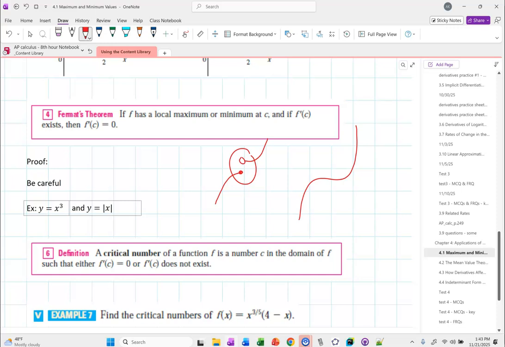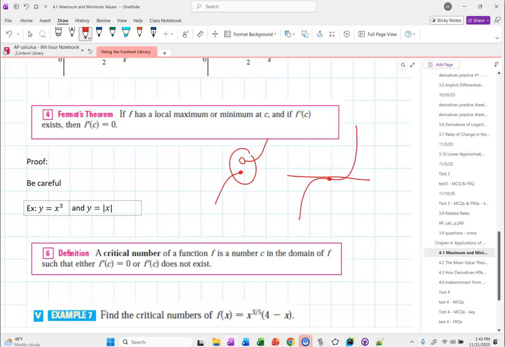What about a graph like that? The slope is 0 there. Is that a max or min though? No. So it doesn't work in reverse. But here's the good news: anything that is a local maximum or minimum is going to satisfy one of these two things. Doesn't guarantee it's a local maximum, but if I'm searching, those are my only candidates, which will be great. We'll get to that in a minute.